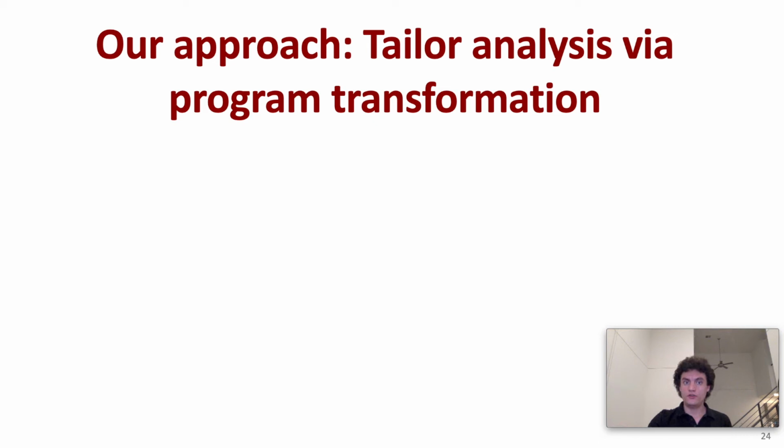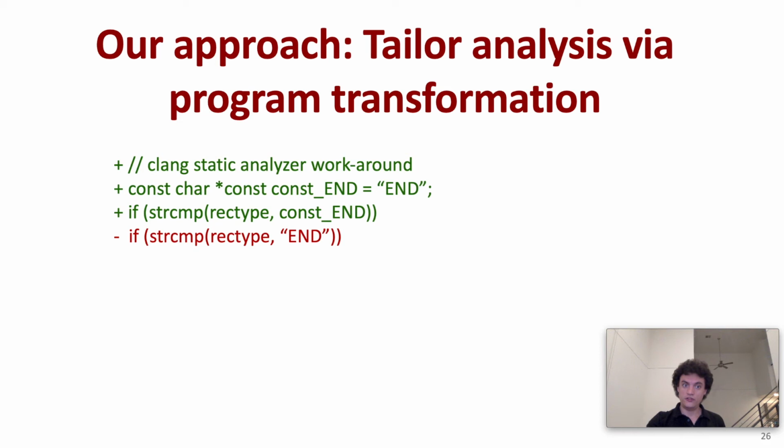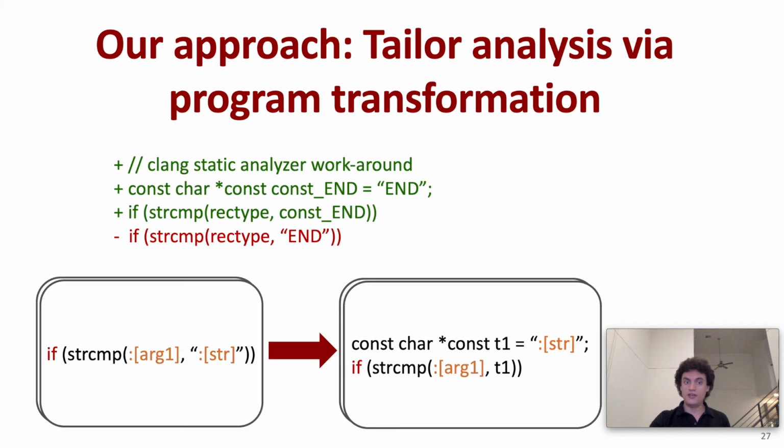In our approach, we tailor analysis via program transformation. The first step to enabling this process is a way to change code, a way to change program syntax using declarative templates. So to go back to this original example, we can express this code transformation as two patterns, two templates that match certain properties of the syntax. Here there's some highlighted code of holes that will bind to the underlying syntax, and we'll rewrite this fragment and pull out that constant string in the same way that the original change does.